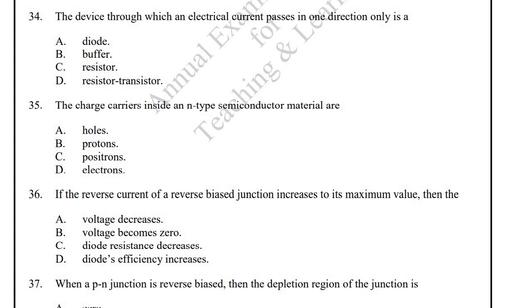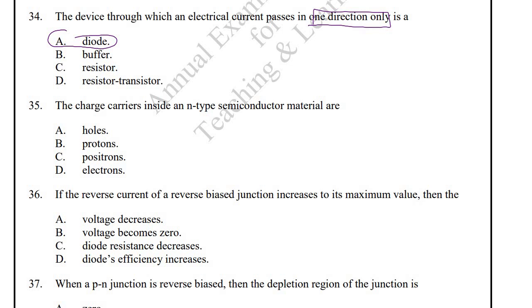The device through which an electrical current passes only in one direction. So the device that passes current only in one direction is known as a diode, जो कि rectification का काम भी perform करता है, जिसमें इस alternating current को one direction में flow करके we can convert it into direct current. So option A is the right answer. Next, we have question number 35.